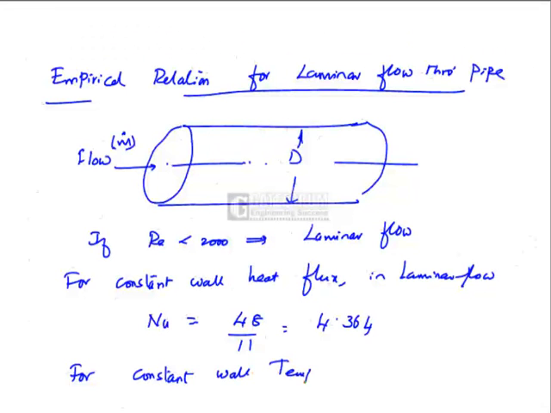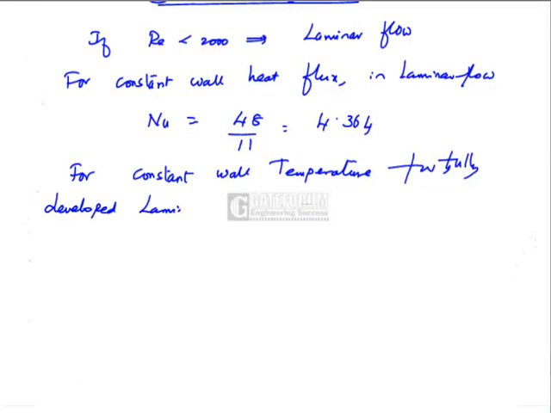Whereas for constant wall temperature, for fully developed laminar flow, Nusselt number is given by 3.66. We may conclude that Nusselt number for a tube whose wall temperature is kept constant is 16% less than the similar tube receiving a constant wall heat flux.